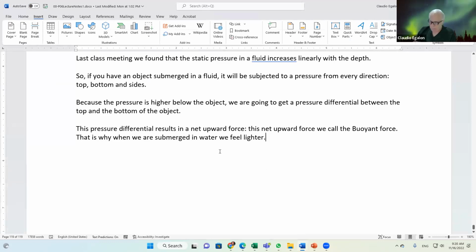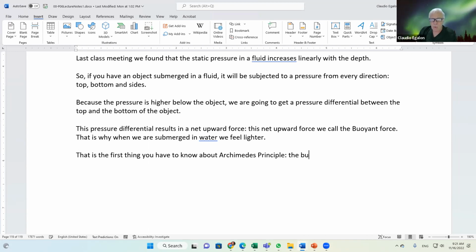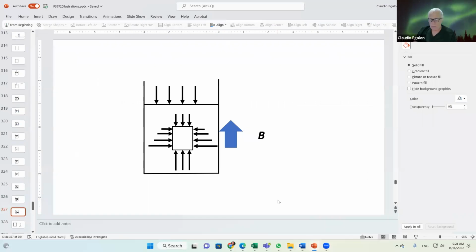Okay, that is the first thing you have to know about Archimedes' principle, the buoyant force. Then there is one more thing that you have to understand about this principle. What else do you have to know?